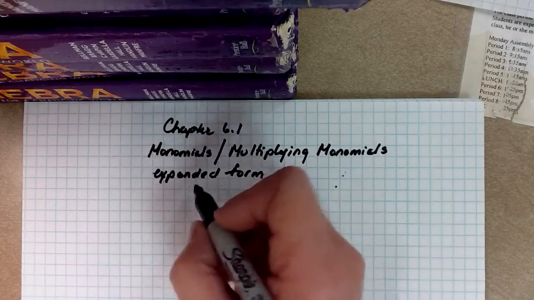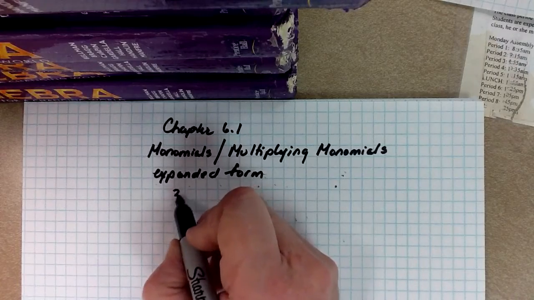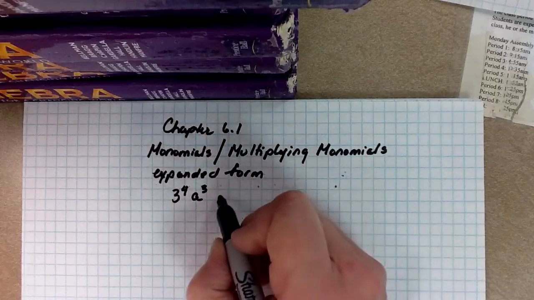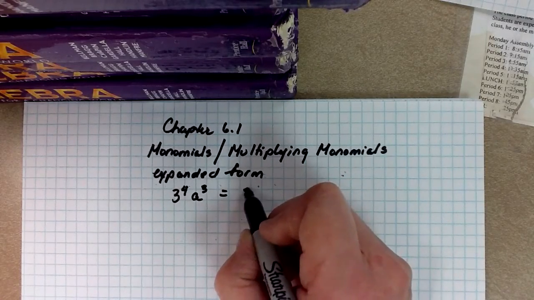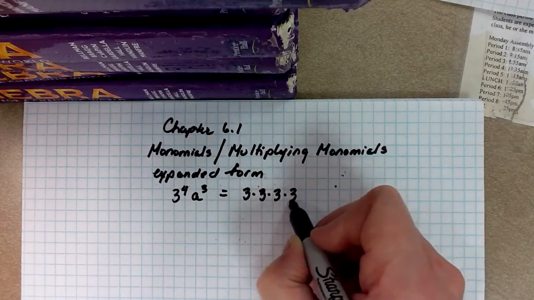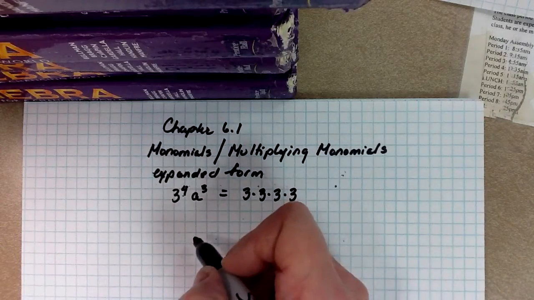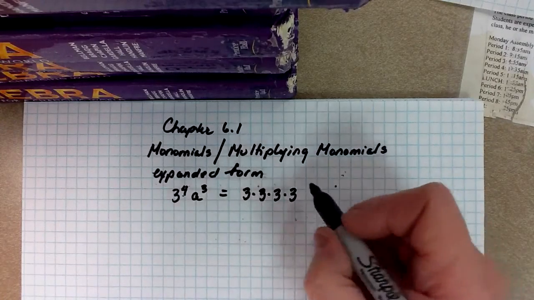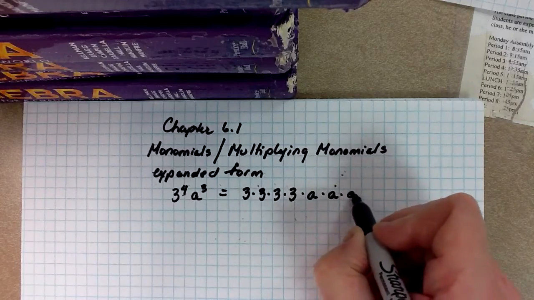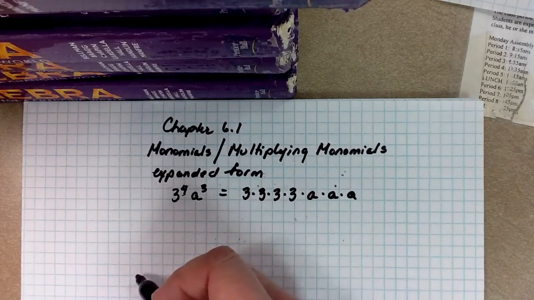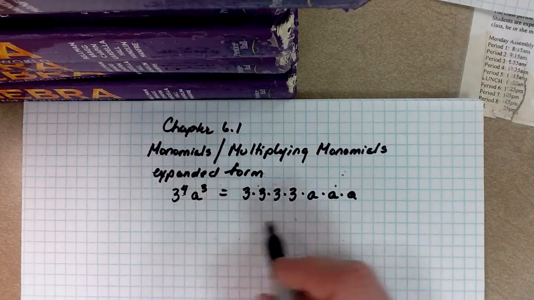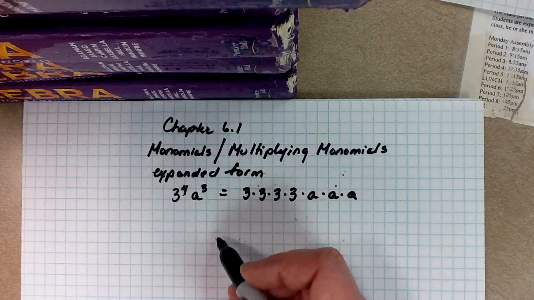And all that really means is when we have an expression, say for example 3 to the 4th power times a cubed, if we were to write this in expanded form, we would write 3 times 3 times 3 times 3, accounting for the 4 in the exponent, and that would also then be multiplied times a times a times a. So if I ever ask you to write something in expanded form, this is simply all that I'm asking you to do, is to write it out without the exponents.